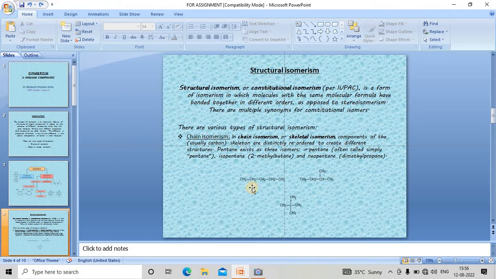Like in this compound, suppose this is pentane. This is n-pentane, no side chain, the straight chain compound. This compound has one branch, it is 2-methyl butane. The same molecular formula, 5 carbon atoms and 12 hydrogen atoms, and in the last one it will be 2,2-dimethyl propane. So here also it is 5 carbon atoms and 12 hydrogen atoms. So three different compounds. Where do they differ? Actually they differ in the chain composition, the morphology, the chain structure. So they are called chain isomers.